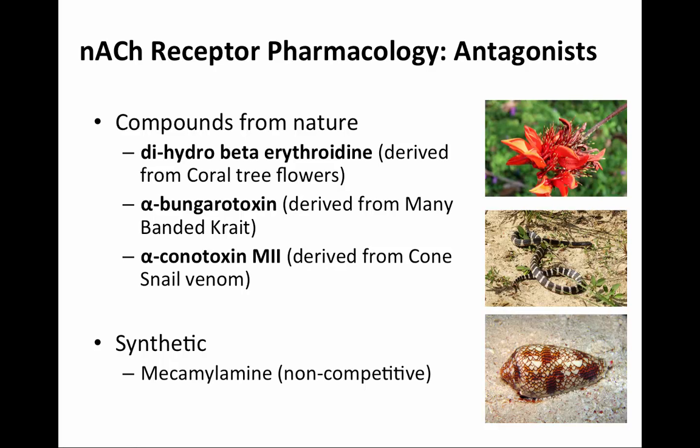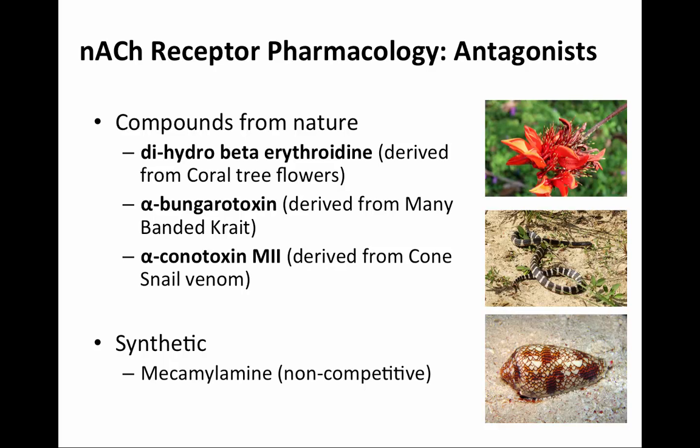Many antagonists for research were also generated from nature and include DHβE, a compound derived from coral tree flowers, alpha-bungarotoxin derived from a poisonous snake, and alpha-conotoxin, which is derived from a poisonous snail. Like the agonists in the previous slide, these compounds are generated as offensive or protective measures.